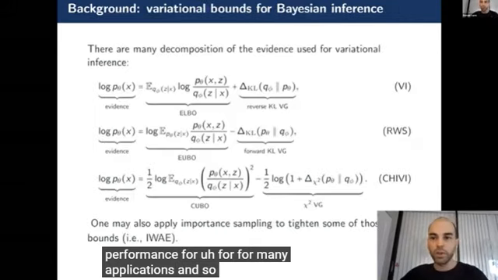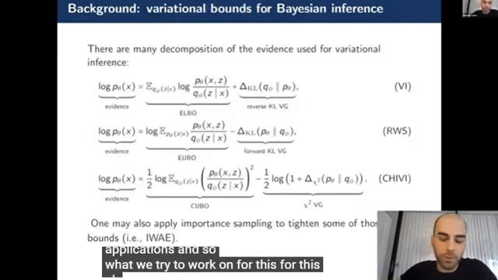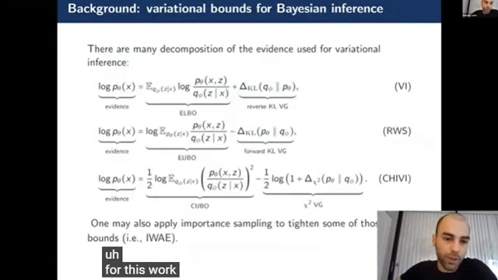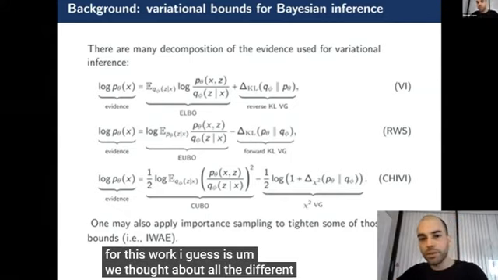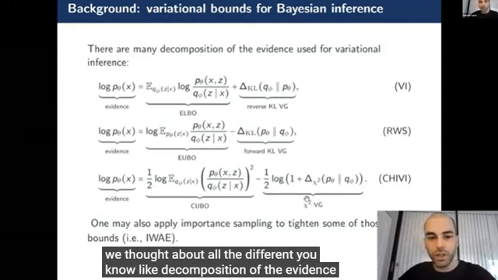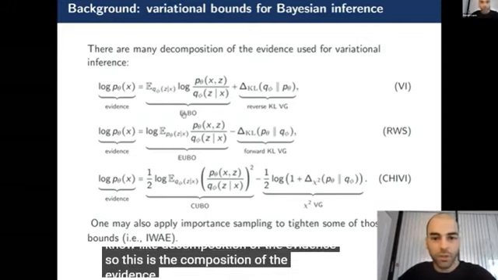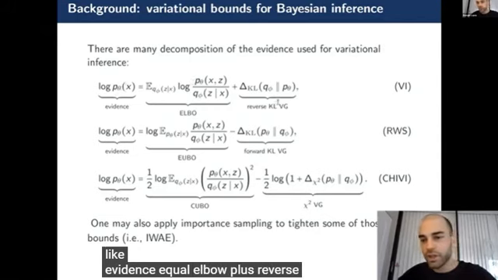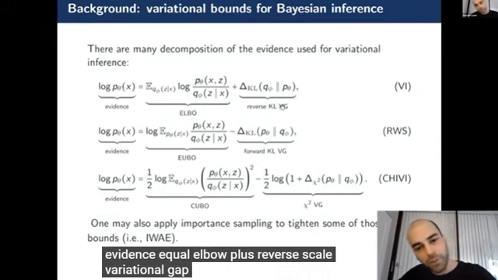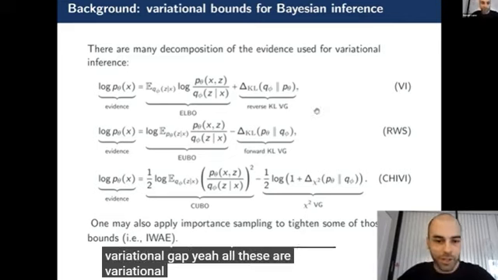And so what we tried to work on for this work, I guess, is we thought about all the different decompositions of the evidence. So this is a decomposition of the evidence you saw in your class, right? Evidence equals ELBO plus reverse KL, the variational gap. All these are variational gaps, I guess.